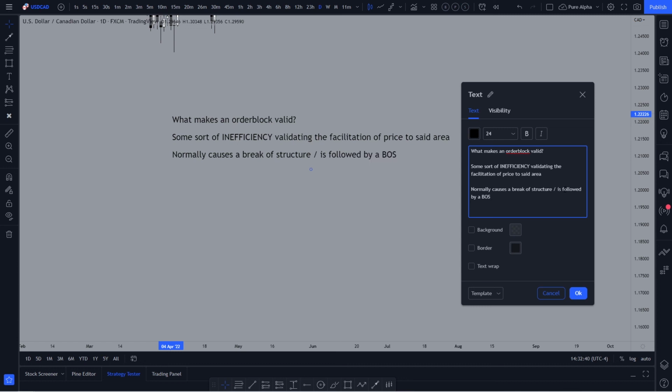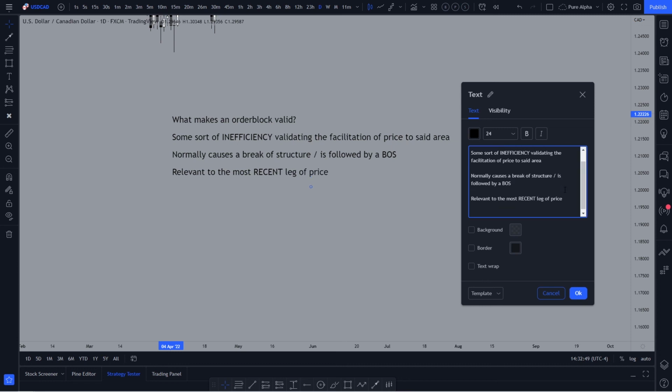What else makes it relevant? Price engineered liquidity.